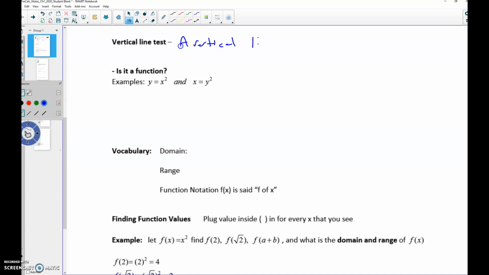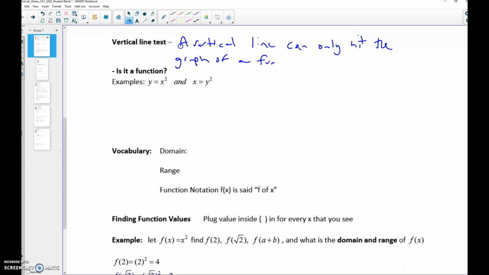So a vertical line can only hit the graph of a function one time. Any vertical line that's stuck through the graph anywhere, in any location, should only hit the graph one time. So just two quick little examples here.